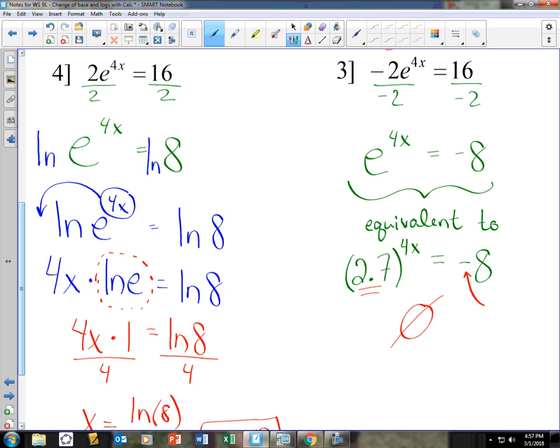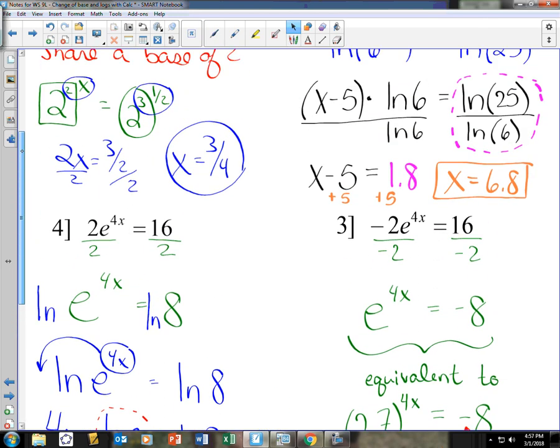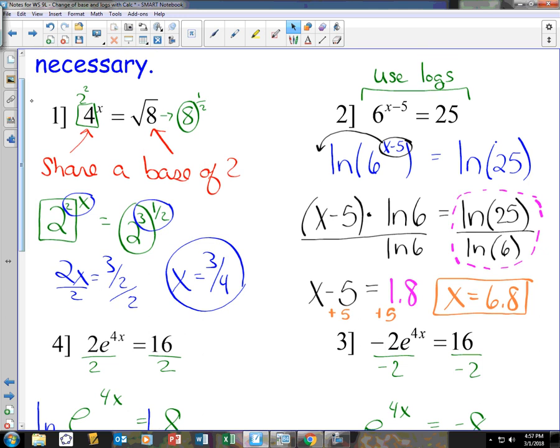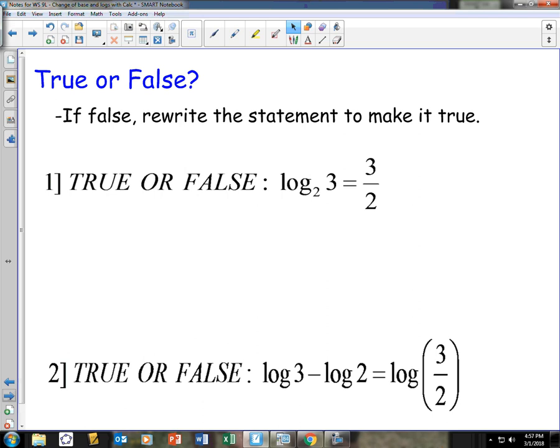You've seen me rewriting exponential equations in terms of logs in a couple different ways. So let's apply these properties to some basic true-false questions. Is the first statement true or false? Log base 2 of 3 is equal to 3 over 2.